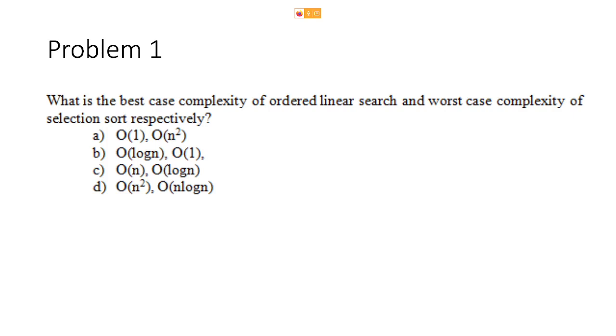Okay, so the right answer here is that for linear search, the best case complexity is when the first element itself is the element that you are trying to search for. Then the first element will match your search element, the algorithm will terminate, and the complexity is order 1. And the worst case complexity of selection sort is order n squared.